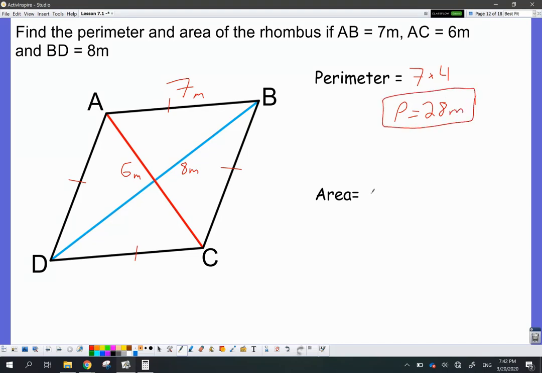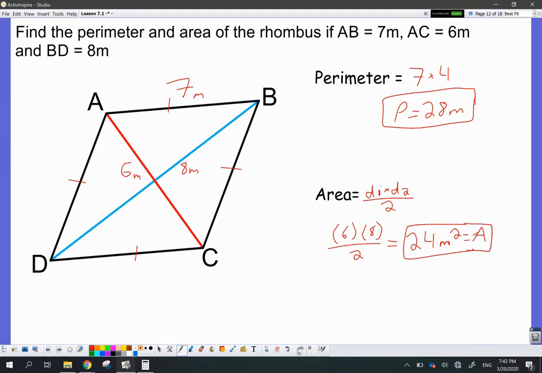Now for area, again, my formula is D1 times D2 divided by 2. So I know what D1 is, I know what D2 is, so all I have to do is 6 times 8 divided by 2. 6 times 8 is 48. 48 divided by 2 is 24. So my area, 24. My units is meters, so for area it's meters squared. I'll put an A here. So area equals 24 meters squared.